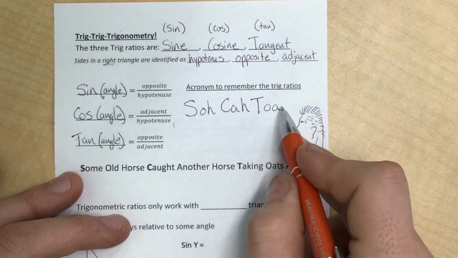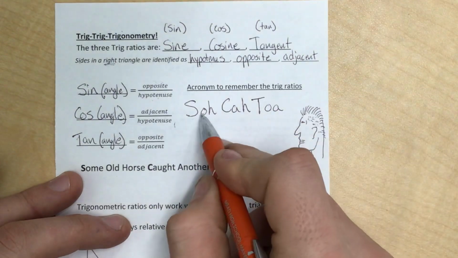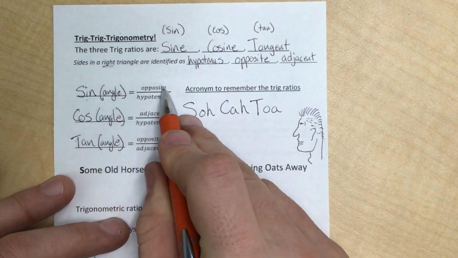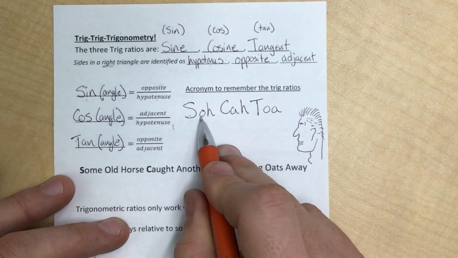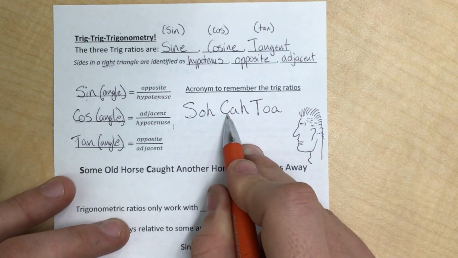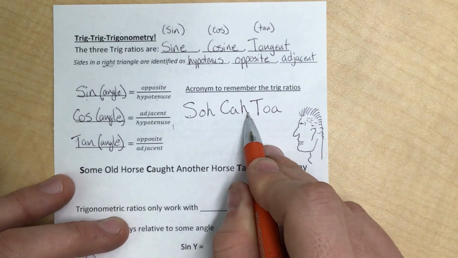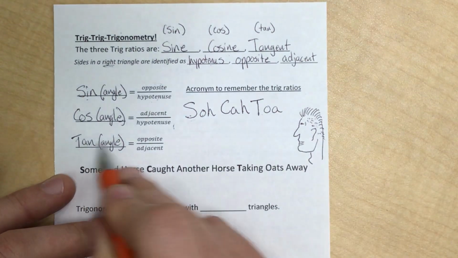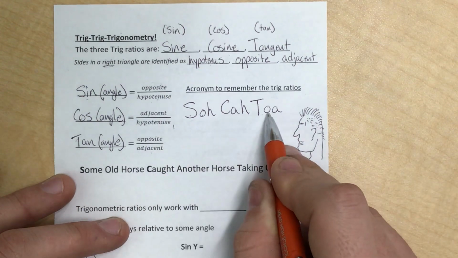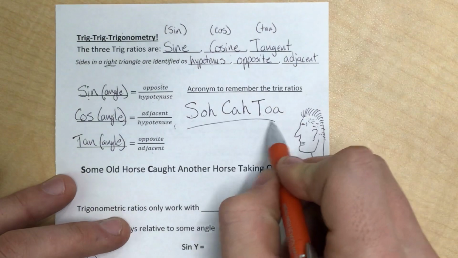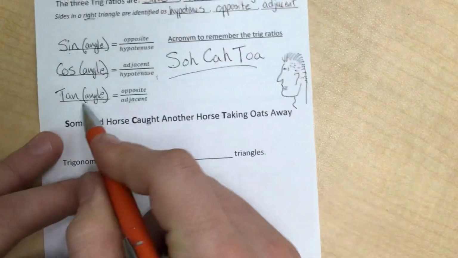This is how you spell his name, but specifically this acronym stands for sine is equal to the opposite over the hypotenuse, so O over H. Cosine is equal to the adjacent over the hypotenuse, AH. And then tangent is equal to the opposite over the adjacent, OA. So SOHCAHTOA.